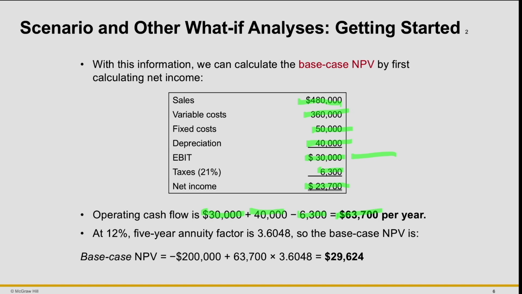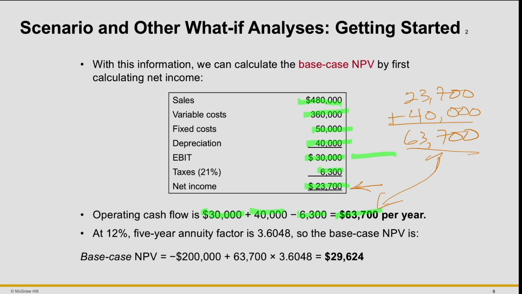Now, you don't have to start with the EBIT. You could actually start down here at net income. We've already accounted for taxes, so the only thing we have to do to net income is take the 23.7 and add back the $40,000 depreciation, that non-cash expense, and we're still going to get the exact same amount. Notice that these two amounts are identical. So it really doesn't matter where you start, just so long as you keep track of all of the cash flows.